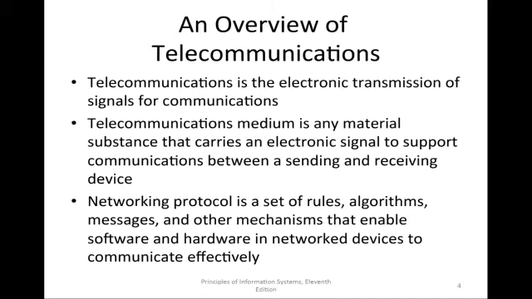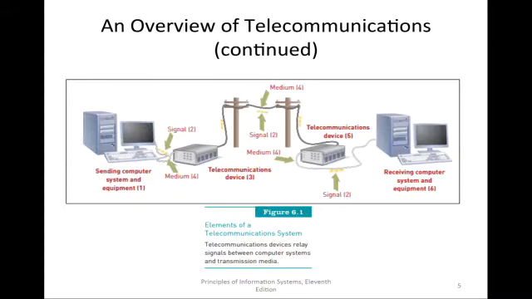And I already know that you are familiar with the terms of telecommunications. So we have a figure here which summarizes elements of a telecommunication system. Telecommunications devices relay signals between the computer system and transmission media. So let's start with the left part. You can see that there is a sending computer system and equipment, then there is the signal, the medium of transmission, and it is called a telecommunication device. Then the signal is received by the receiver computer on the right hand side. So actually the communication activities that we undertake via digital platforms happen via that diagram.